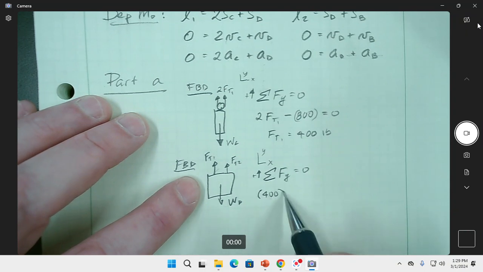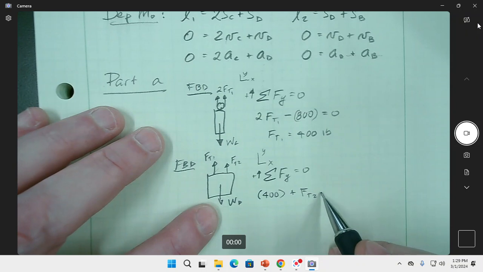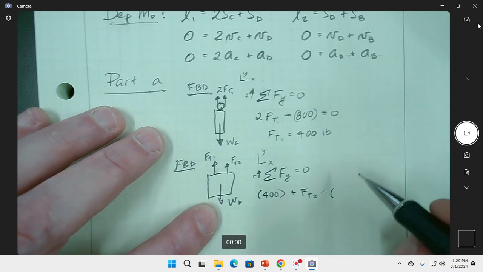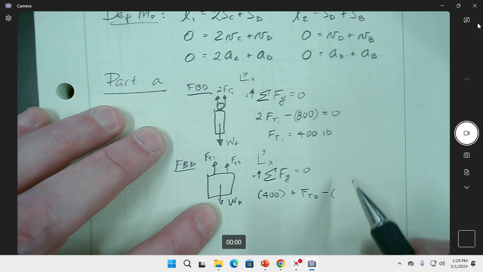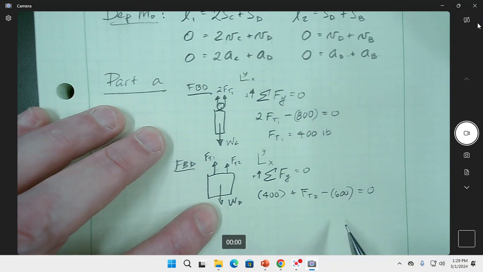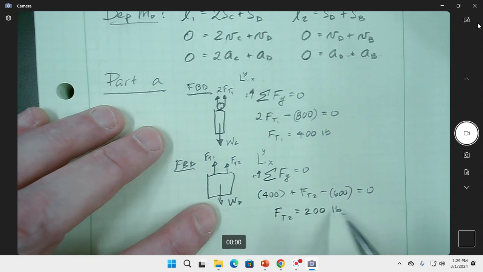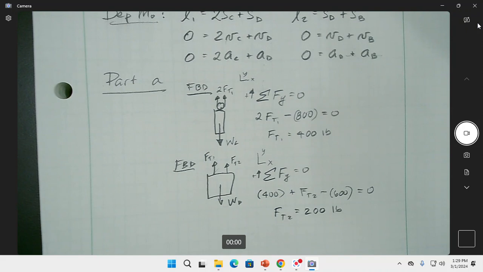We have 400, this guy we just found out over here, T2 minus the 600. So let's see, did I do anything? No, I think I got it. FT2 is therefore, with 600 over there, going to be 200. Did I get that right? Here.